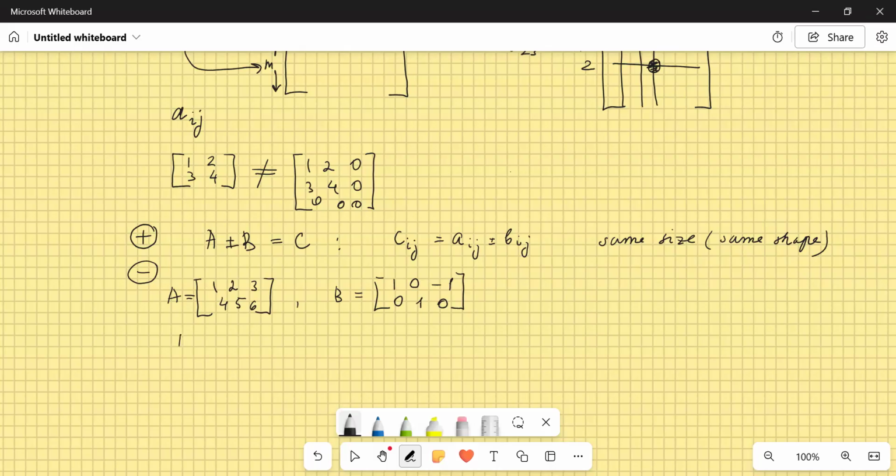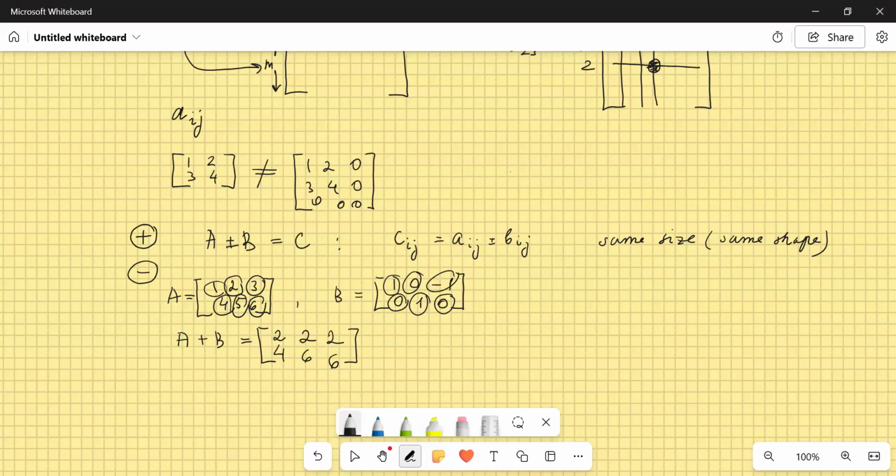We can try to add these two matrices. So what we need to add: the first element, 1, and 1 over here is going to give us 2. 2 and 0 is going to give us still 2. 3 and minus 1 is going to give us 2 again. Right? And 4 and 0 is going to stay 4. 5 and 1 is going to become 6. And 6 and 0 is going to stay 6. And that's going to be the sum of these two matrices, as well as the difference.